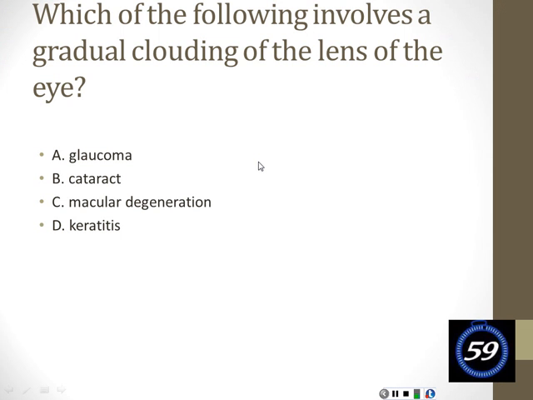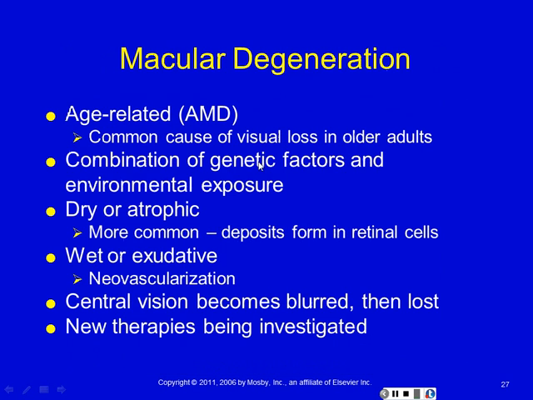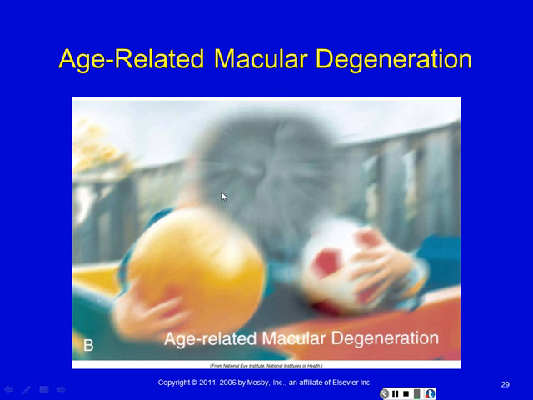So with macular degeneration, there's no treatment as of now, but there are new therapies being investigated. Can you imagine that would be a terrible thing to have, to no longer be able to see the details in the middle of your life, so to speak?